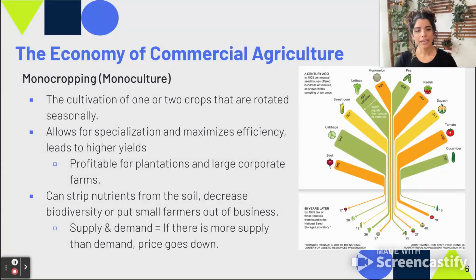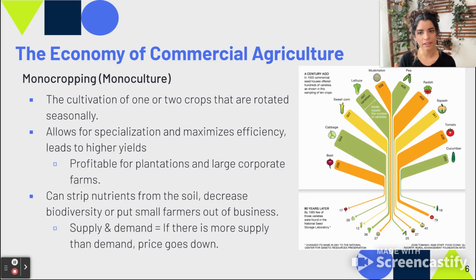So for the economy of commercial agriculture, here we see monocropping, or the cultivation of one or maybe two crops, and those might have seasonal rotations. But what this does is it allows for specialization and maximizes efficiency for higher yields. This is meant to be for profit. So we see this in plantations and these huge corporate farms.